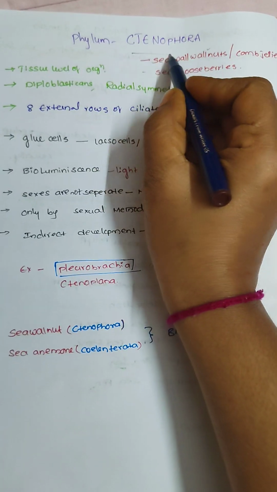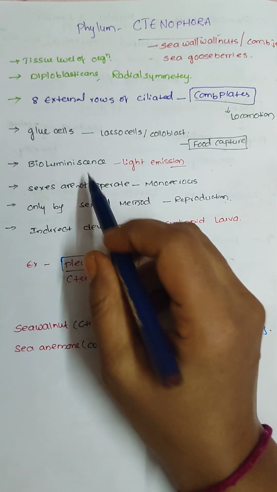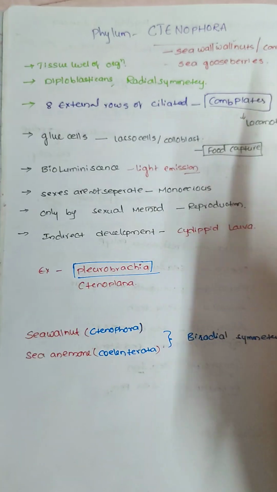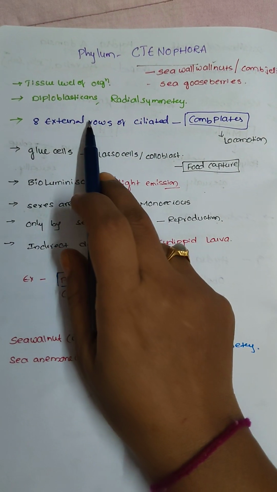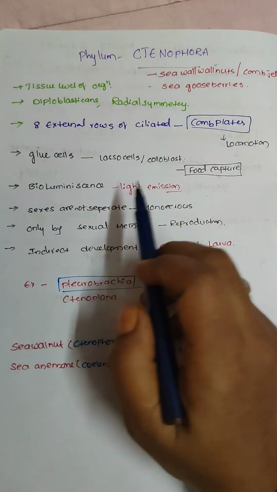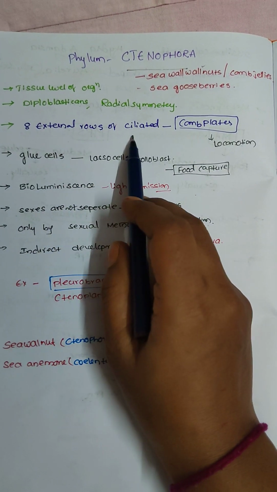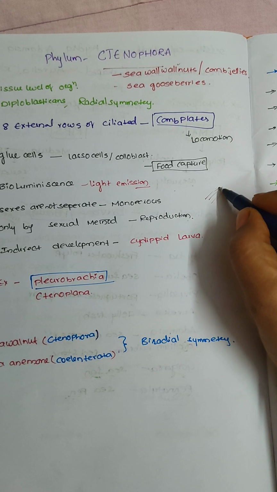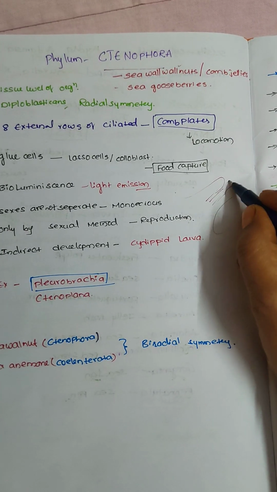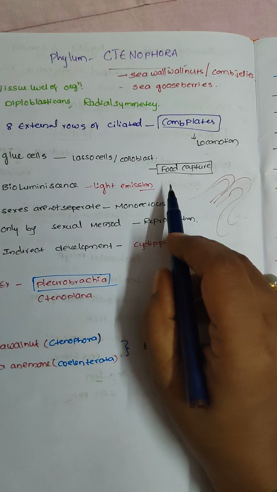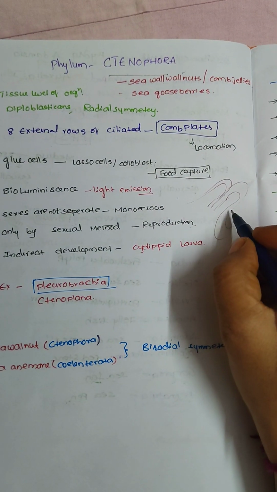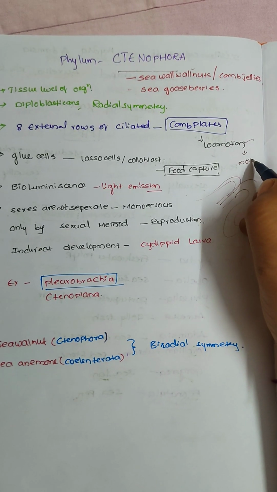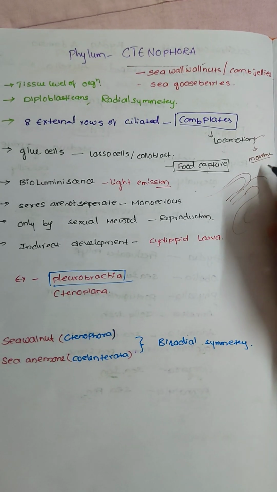So this has the tissue level of organization, and these are diploblastic, as we already know. The diploblastic animal shows radial symmetry, and it has 8 external rows of ciliated comb plates. For example, the organism is like this. These have 8 comb-like structures, that is comb plates. The use of these comb plates is for locomotion. Locomotion is nothing but movement from one place to another place.